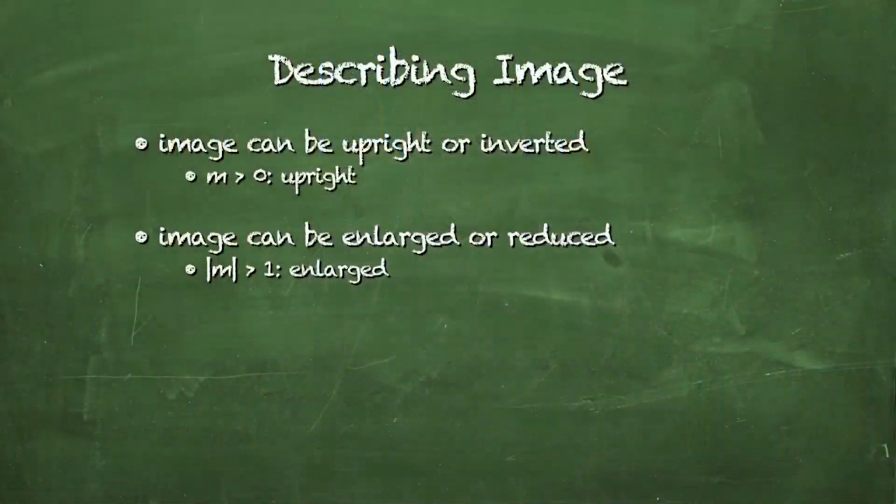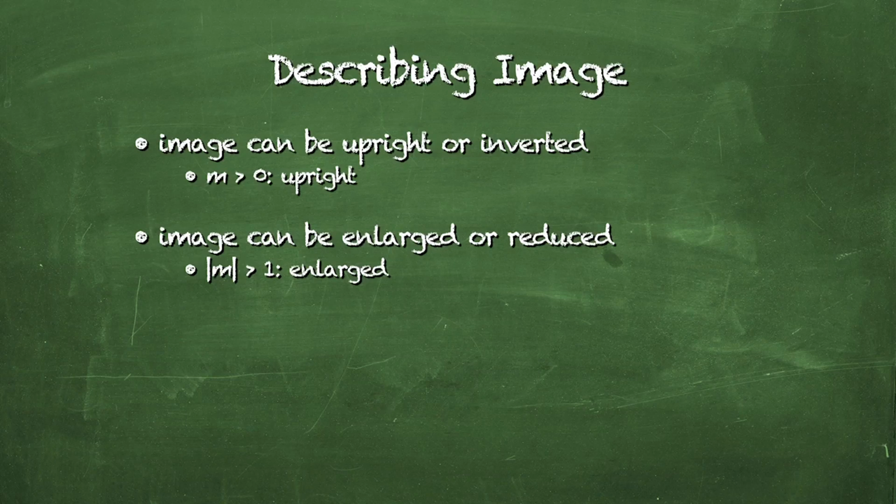When we looked at the astronaut, however, that was an inverted image. In other words, the astronaut was head down to begin with and head up afterwards. So the image was inverted relative to the object. The image can also be enlarged or reduced. We can figure that out from the absolute value of m. If the absolute value of m is greater than 1, then we have an enlarged image, meaning that the image is bigger than the object. And if the absolute value of m is less than 1, then we have a reduced image, meaning that the image is smaller than the object.